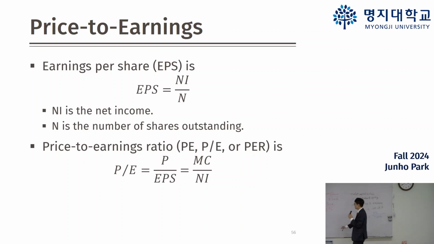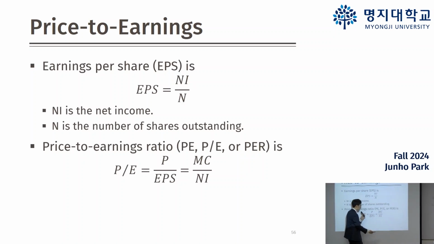And then the price to earnings is the market capitalization divided by the number of shares, and EPS is net income divided by the number of shares. So in the denominator and the numerator, we have the same factor, so we can cancel out each other. Therefore, what we have is that market capitalization over net income is the price to earnings ratio.